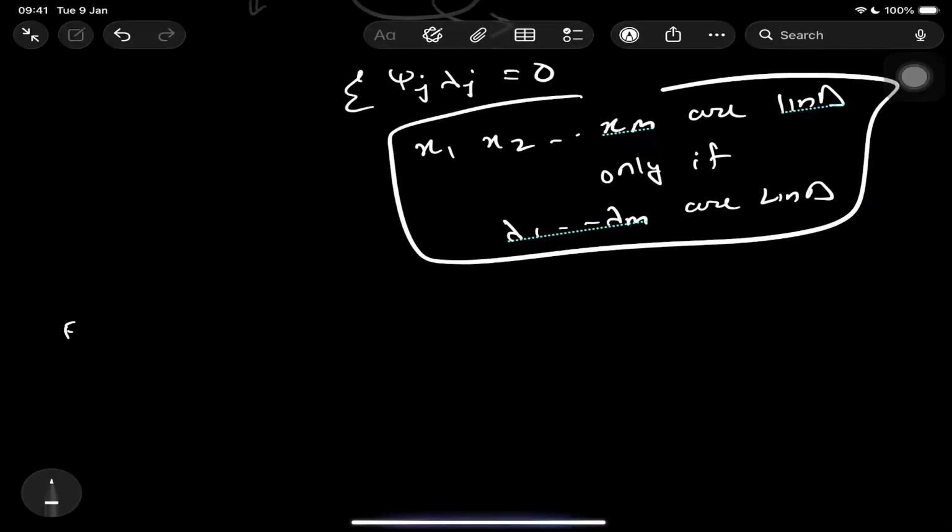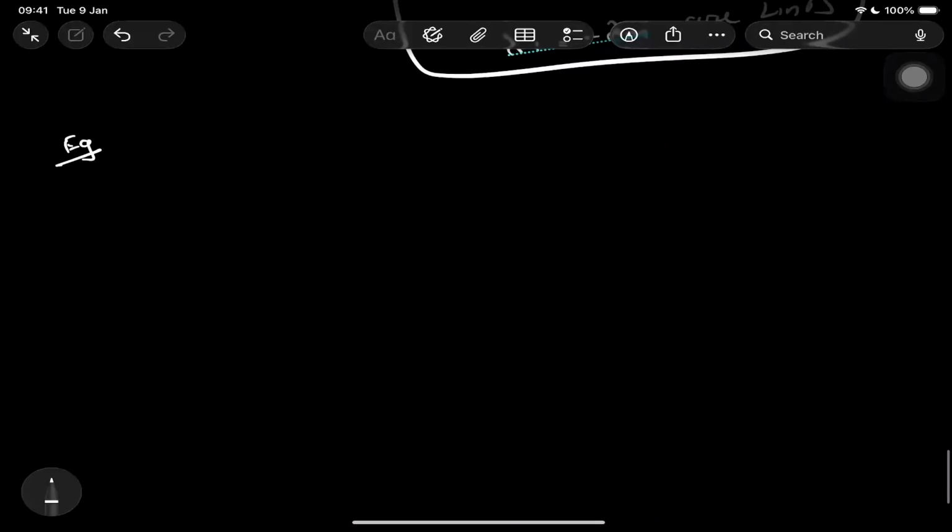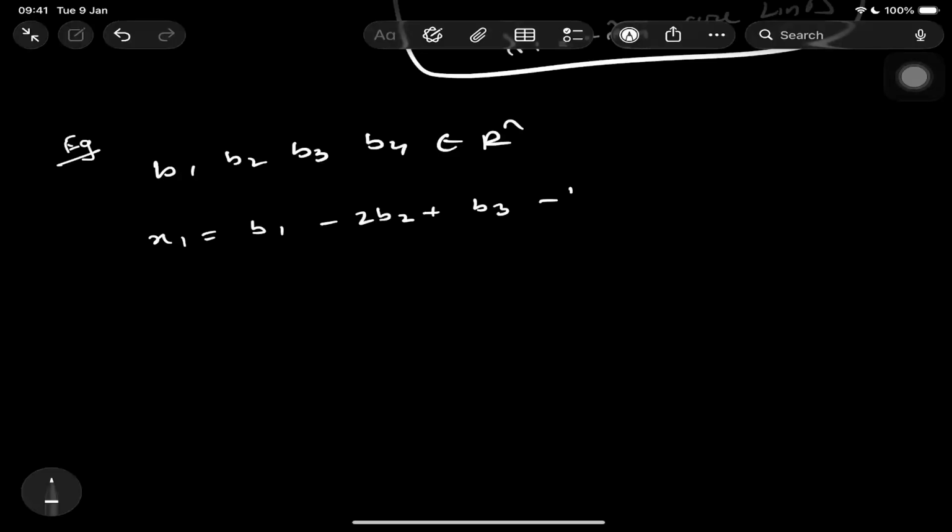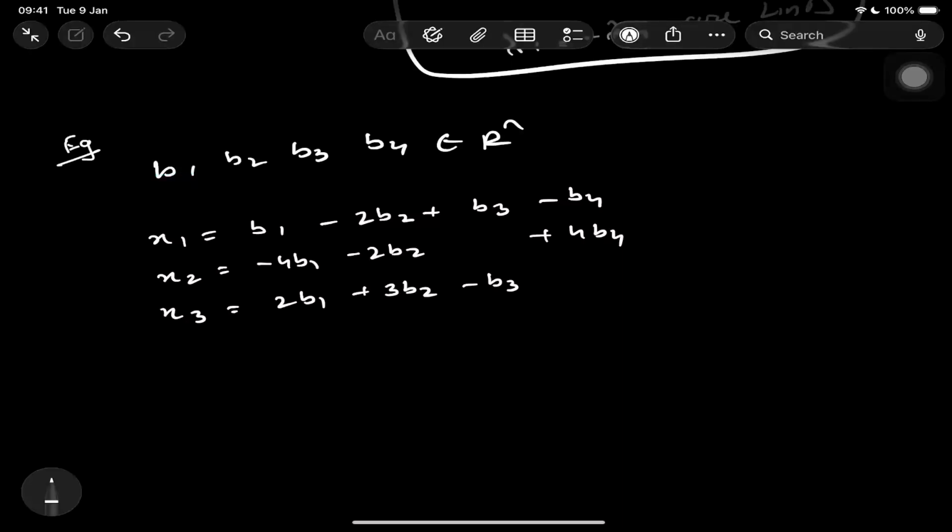So if I give you an example, suppose b1, b2, b3, b4 all belong to n dimensions. So I can write x1 as b1 minus 2b2 plus b3 minus b4. x2 I'll write as minus 4b1 minus 2b2, nothing in b3, and plus 4b4. x3 I'll write as 2b1 plus 3b2 minus b3 minus 3b4. And x4 I'll write as 17b1 minus 10b2 plus 11b3 plus b4.